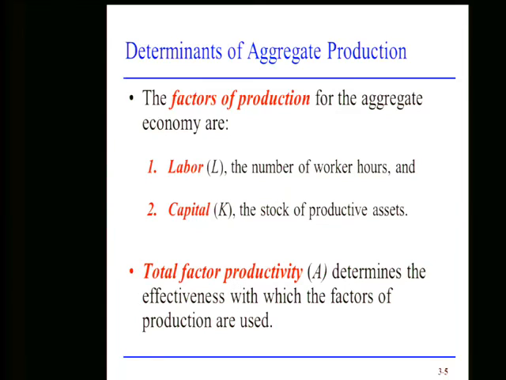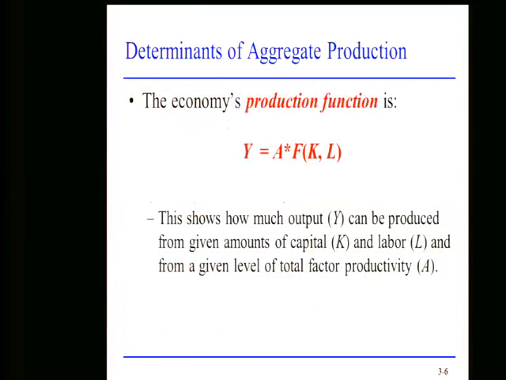And again, total factor productivity simply tells us how efficient we are in using our factors of production to produce output. So a very easy equation for an economy's production function is simply to say that economic output is dependent upon total factor productivity and some function, that's what the F means, of capital and labor. So this is our aggregate production function. Single equation. Now in this equation, economic output is our endogenous variable. Total factor productivity, capital, and labor are exogenous variables.